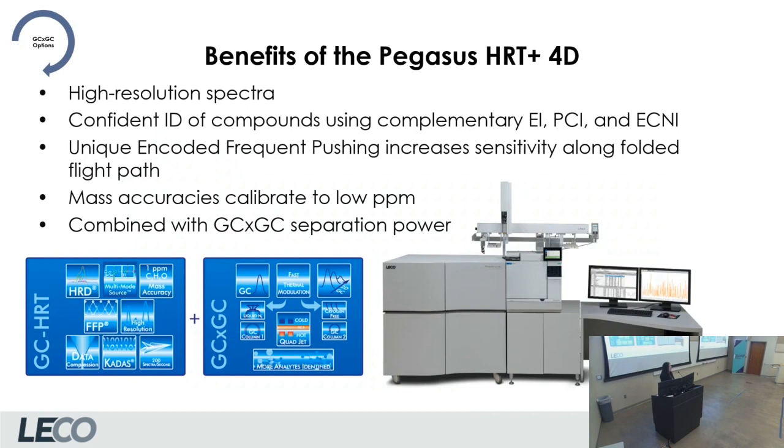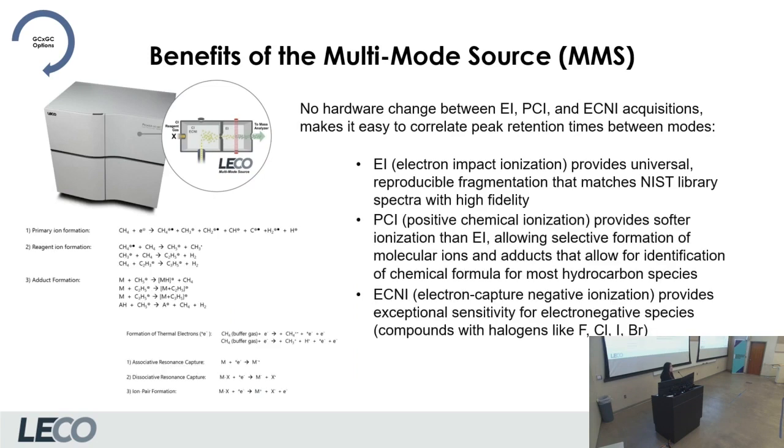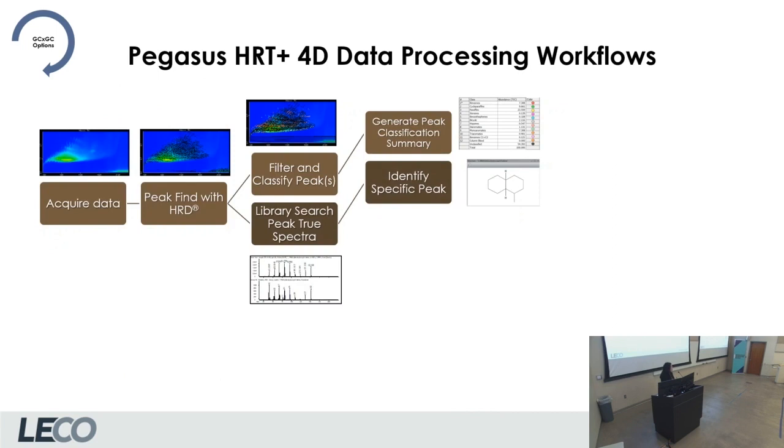And of course, when you have an HRT and you can drive it and you have some time, it's always fun to pop a couple samples on. I was able to sneak in a couple of these at the end of a different sample submission and just play with them on the HRT and see what we were able to see. So with the HRT, we have the multi-mode source, so the ability to do EI, PCI, and negative CI all on the same instrument without making any hardware changes. Literally just tune it up for each one, turn on your reagent gas, which happens automatically with your method, and you're good to go.